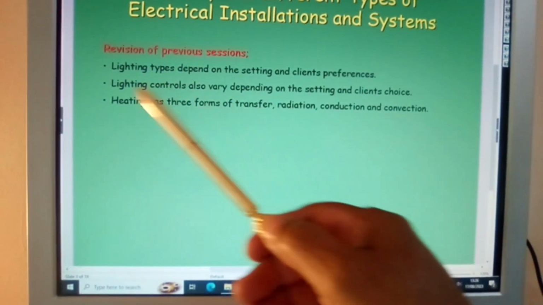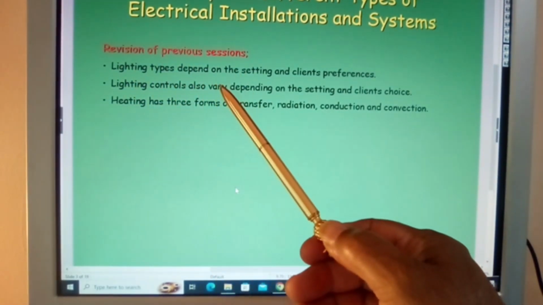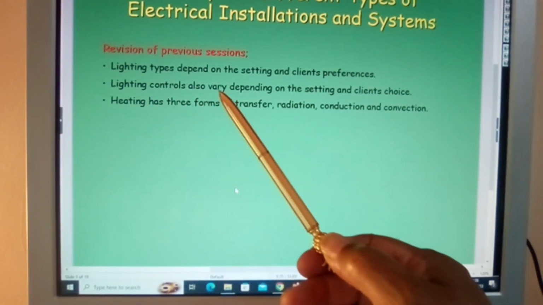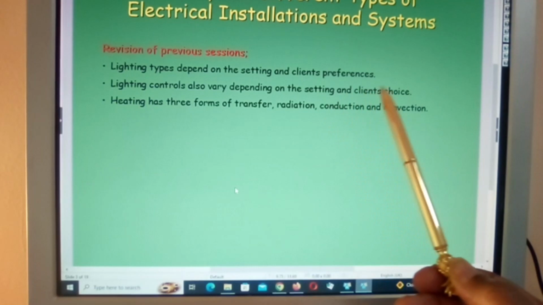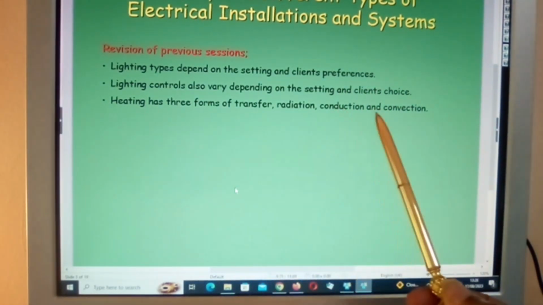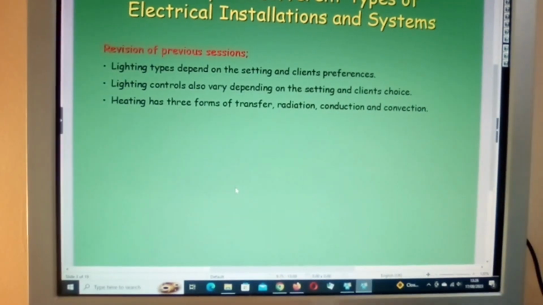Revision of previous sessions. Lighting types depend on the setting and client's preferences. Lighting controls also vary depending on the setting and client's choice. Heating has three forms of transfer: radiation, conduction, and convection, and we looked at that previously.